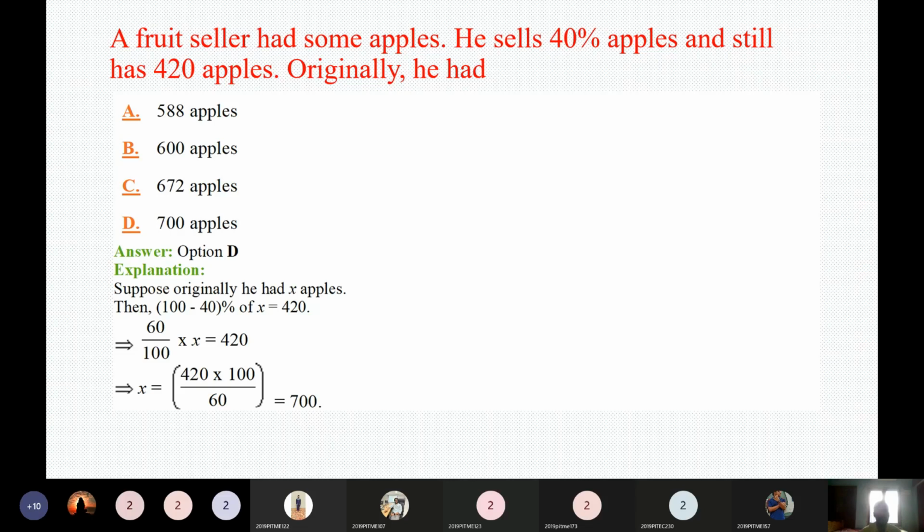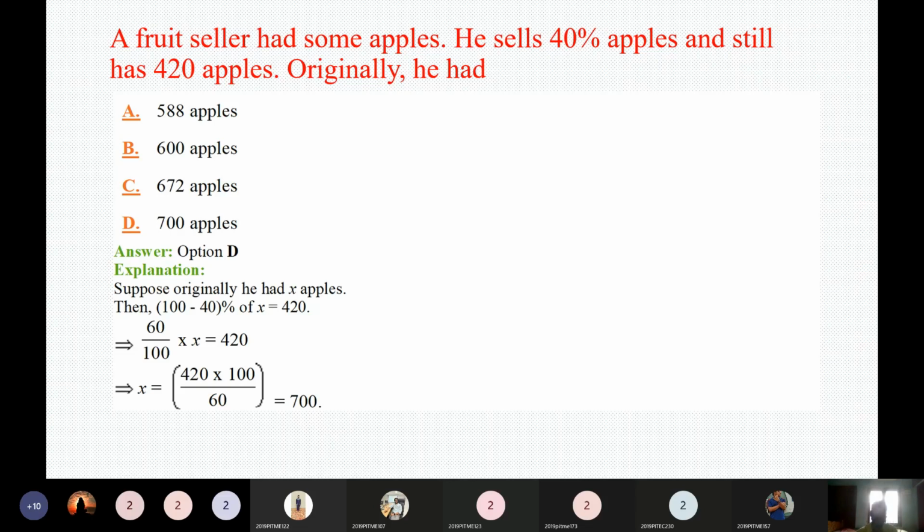Or you can write 60% of x is equal to 420, because we don't know how many apples he initially had, so you take it as x. So 100 minus 40 percent of x will give you the 420 apples. Now 60% means 60 by 100 into x, which is equal to 420. Now simplify this value. 60 by 100, if you divide by 20, is 3 by 5.